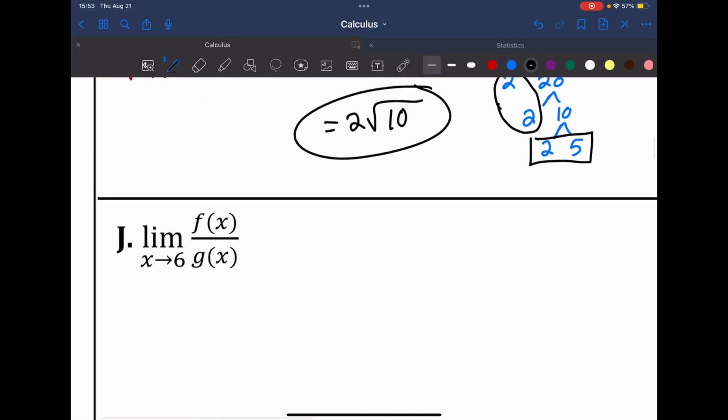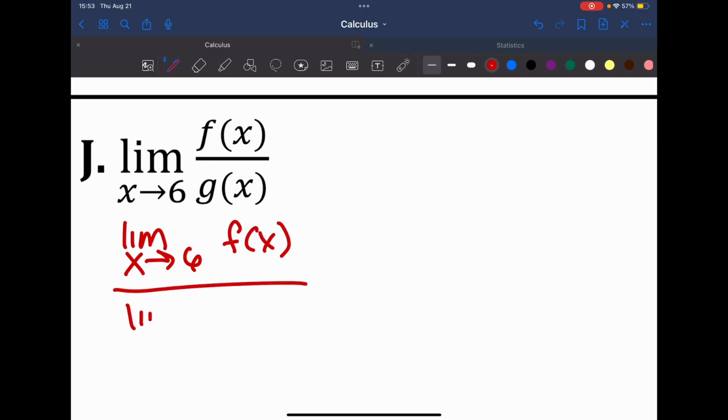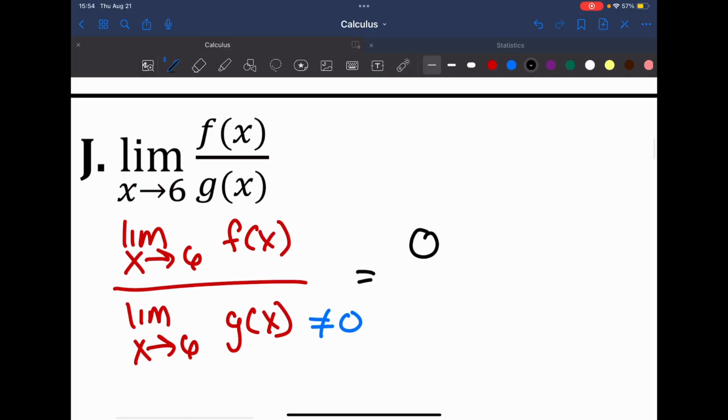Okay, now looking at J. So it looks like I just have the quotient rule here. So I have the limit as x approaches 6 of f of x over the limit as x approaches 6 of g of x. And just recall that this part here cannot equal 0. Well, when I take the limit of f of x, I find that it's 0, which is okay. The numerator is allowed to be 0. Divided by, when I take the limit of g of x, I get 5, so my answer is 0.